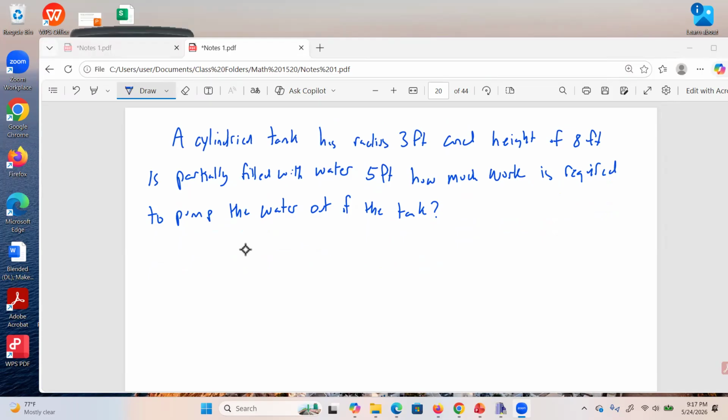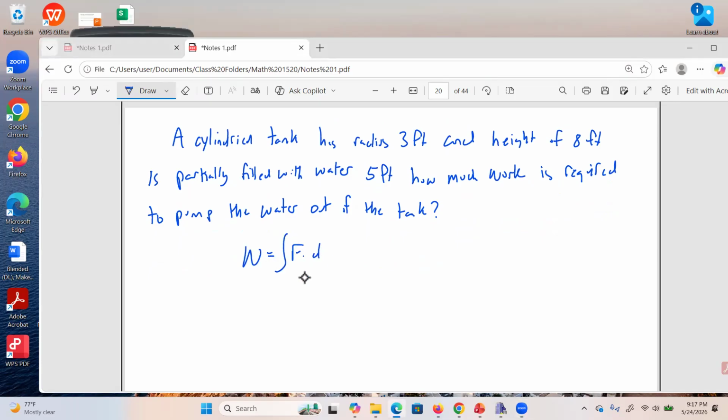Okay, so again, I'm going to say work is equal to force times distance. I'm going to integrate over that. So we're going to say we have rho times V, okay, times our distance. Just to think about how to set this up: fortunately, it's a cylindrical tank. The radius isn't changing. In a cone it would be changing a little bit, but this guy has a constant radius. We don't have to worry too much about what's going on here.